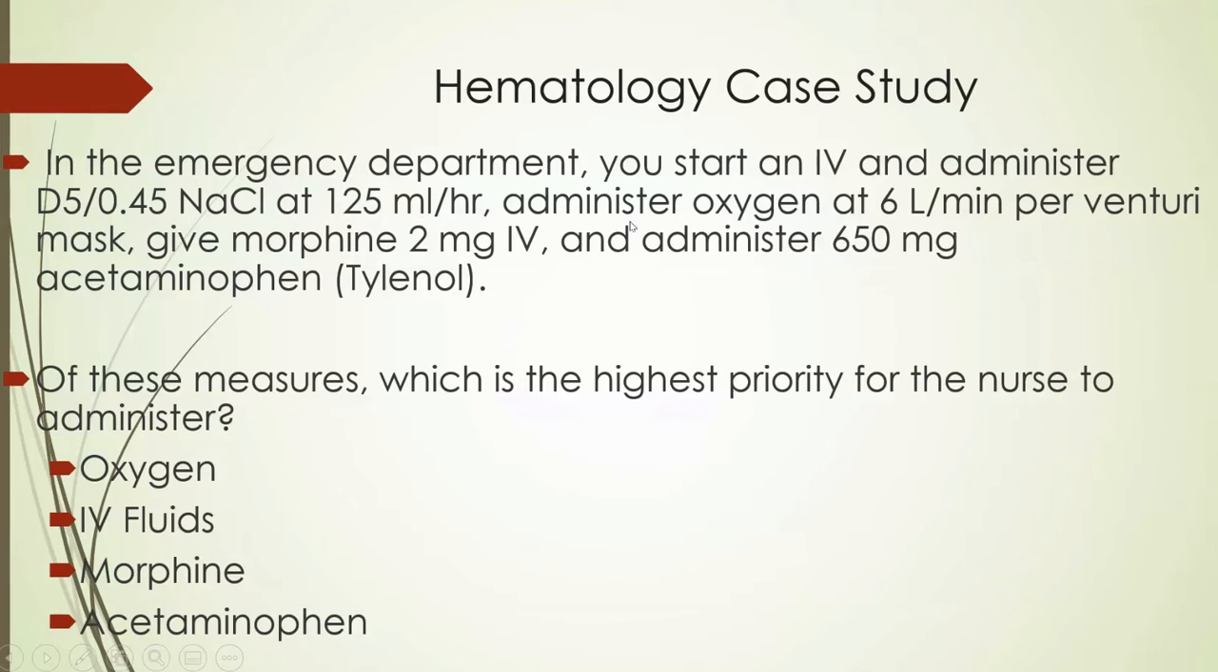We also would want to administer oxygen at 6 liters per minute with a Venturi mask. That's going to be the most precise way to administer oxygen. And we want to make sure she's getting enough oxygen, as not only could our oxygenation be affected by her sickle cell, she also has a recent history of a respiratory condition. So we'd want to be making sure she's getting enough oxygen. And give the morphine 2 milligrams IV to help control her pain, and administer 650 milligrams of acetaminophen or Tylenol.